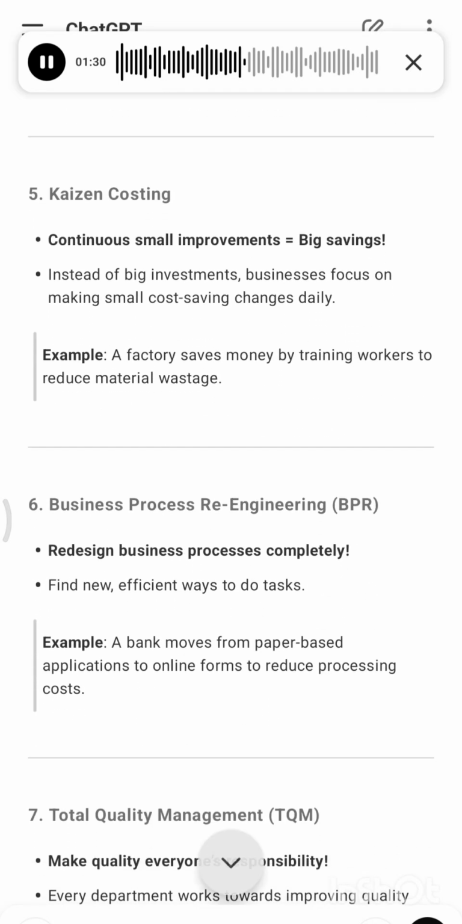6. Business process reengineering, BPR. Redesign business processes completely. Find new, efficient ways to do tasks. Example: a bank moves from paper-based applications to online forms to reduce processing costs.